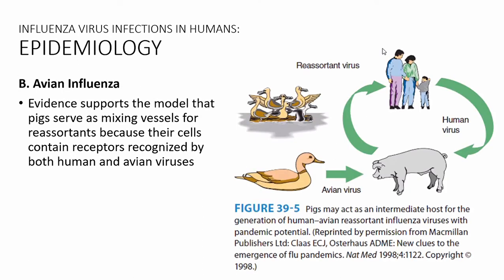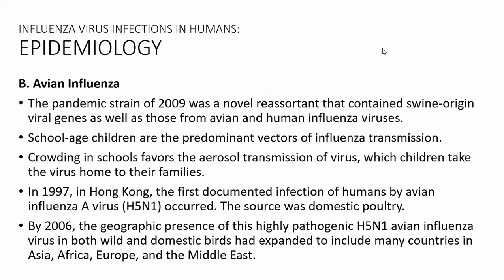There is also evidence that supports the model that pigs serve as a mixing vessel for the reassortants, because their cells contain receptors that are recognized by both human and avian viruses. So the pigs can act as an intermediate host. It's in the pigs where genetic reassortment often occurs. The pandemic strain of 2009 was a novel reassortant that contained swine origin viral genes as well as those from avian and human influenza viruses.